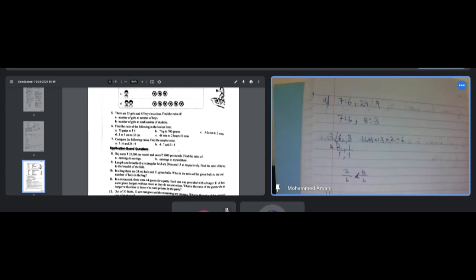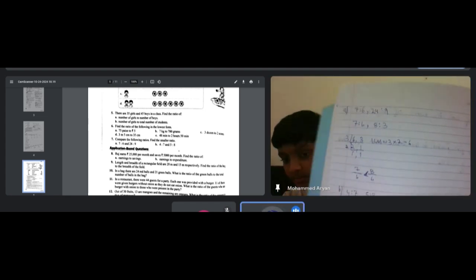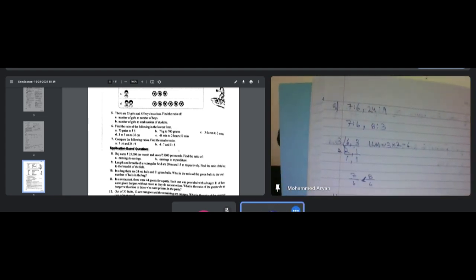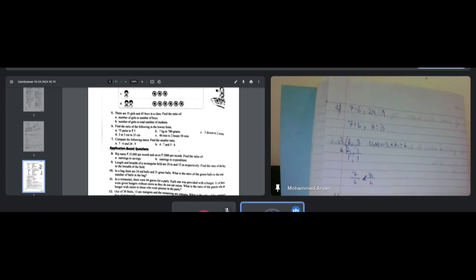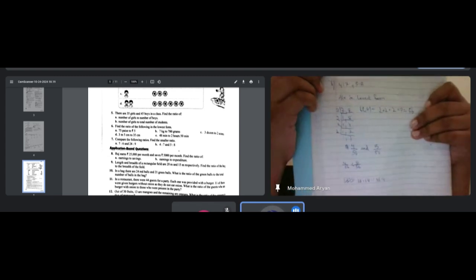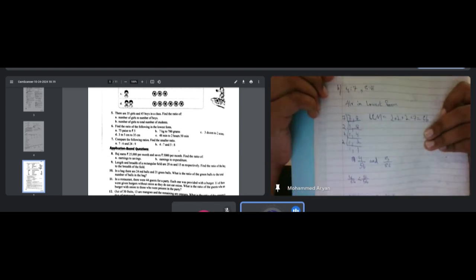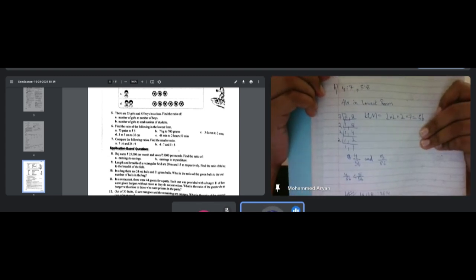7 by 6, 24 by 9. You just solve it. 3 and you get 6. Okay, very good. And go down. That is, first you have the number 4 by 56. Now 8 multiplied by 7, 7 multiplied by 8 on both sides.